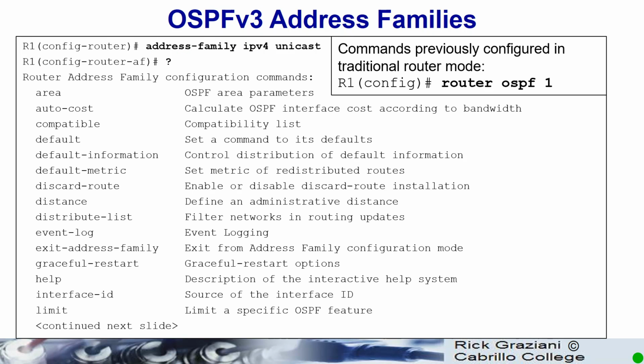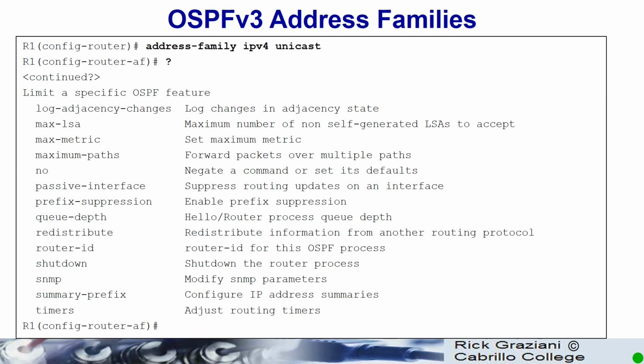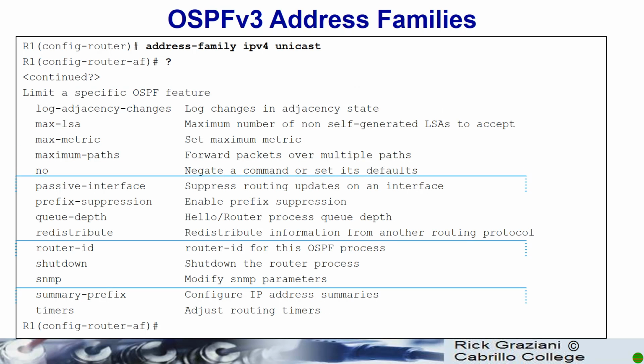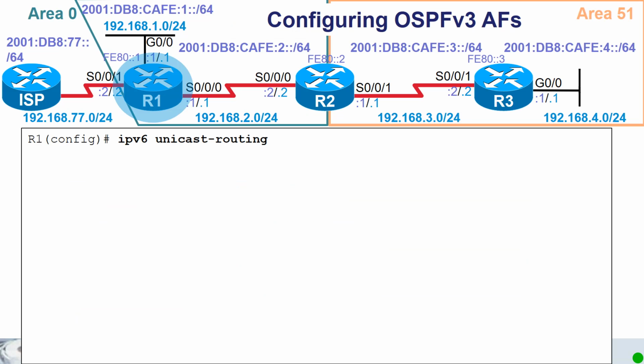If you do a question mark at our address family prompt, you can see all the appropriate items. Again, this is very similar to what you would have seen if you looked at router OSPF and process ID. You'd see similar items here: the auto cost, the default information, the distribution list. All of that is similar. Router ID, passive interfaces, prefixes, everything.